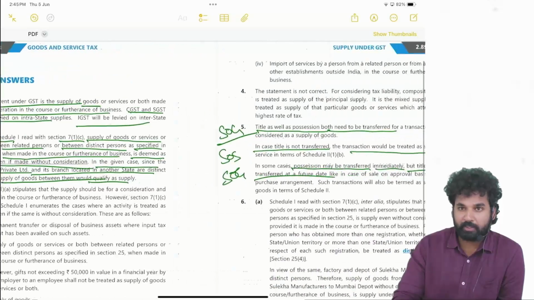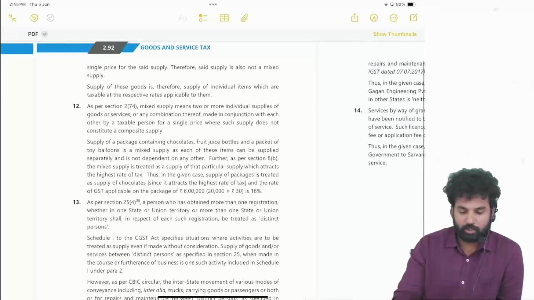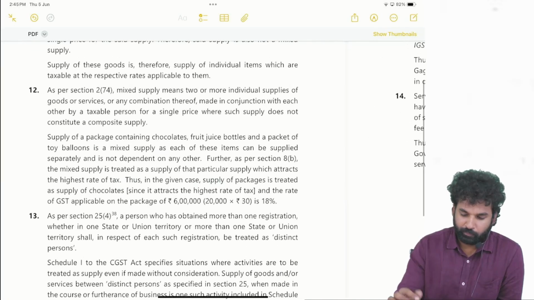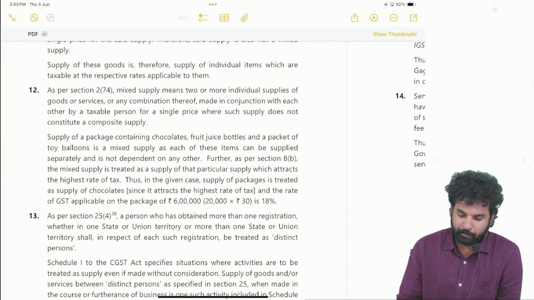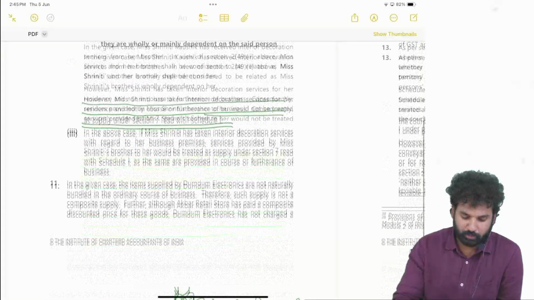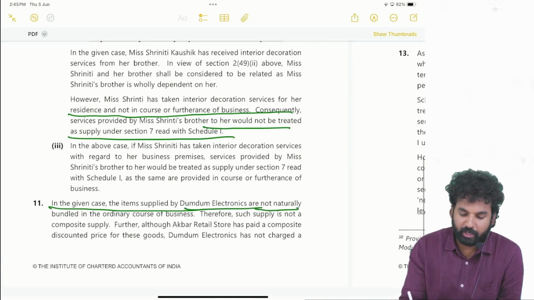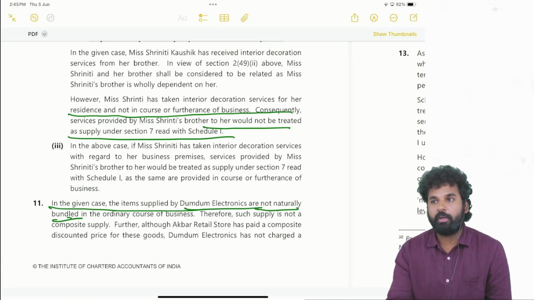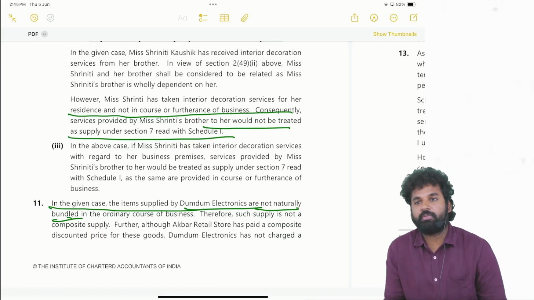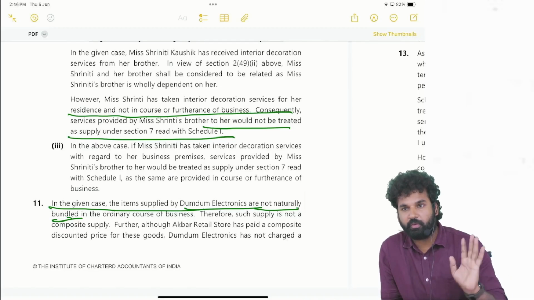They are indicating the price of each item. Correct. They are neither composite nor mixed. See, in the given case, items supplied by Dum Electronics are not naturally bundled. Only if it is AC and stabilizer, refrigerator and stabilizer, then it would be composite. But it is not the case. So all the 5 items have been provided at once.